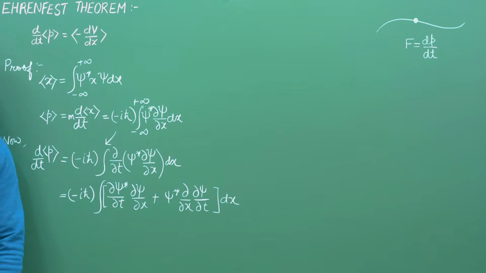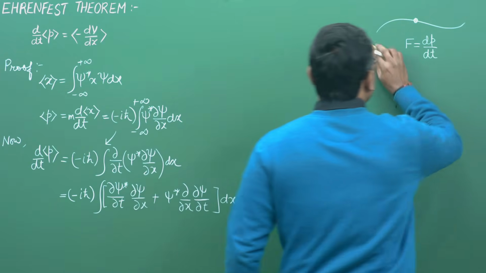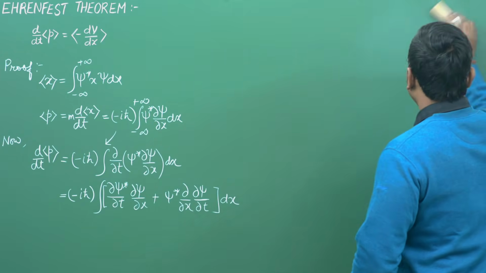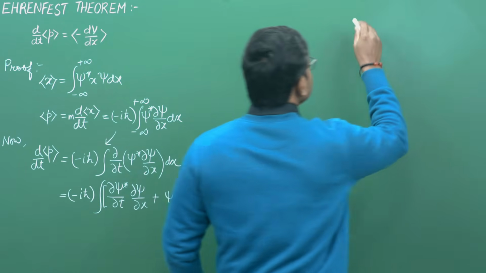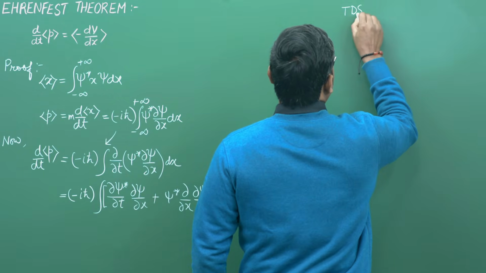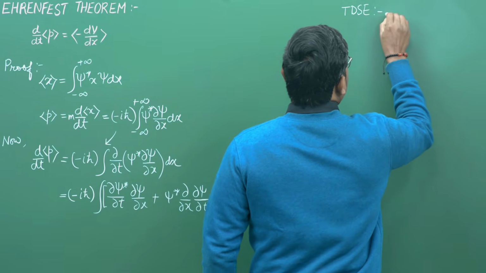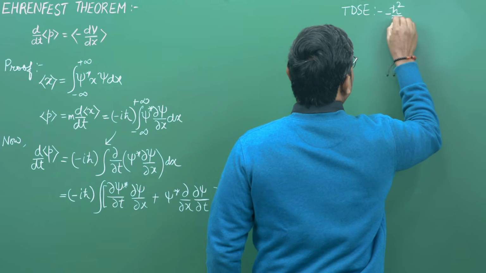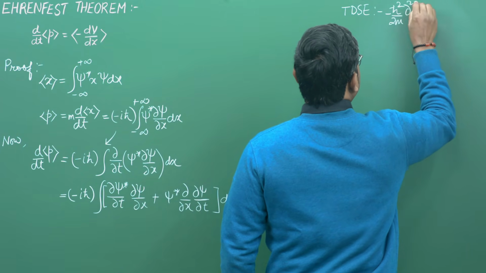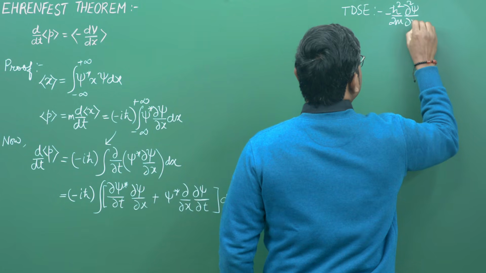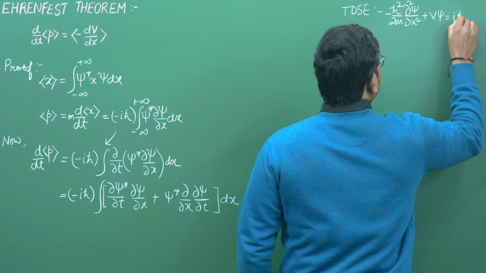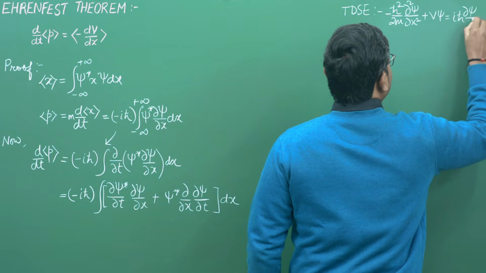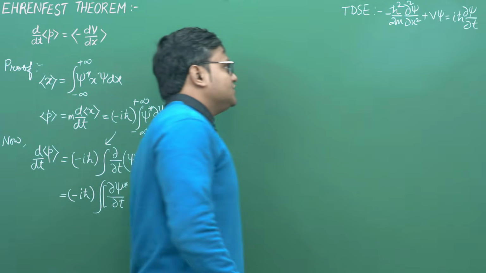So now I want to substitute the Schrodinger equation to simplify these expressions. All right. So we know from the time dependent Schrodinger equation that minus h cut square upon 2m del 2 psi upon del x2 plus V psi is equal to iota h cut del psi upon del t. This is the time dependent Schrodinger equation.